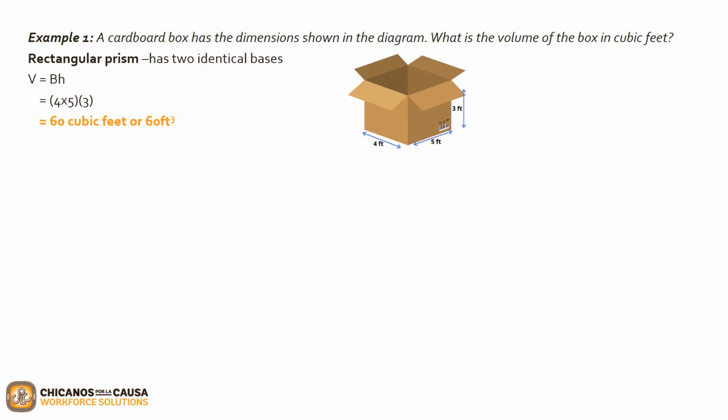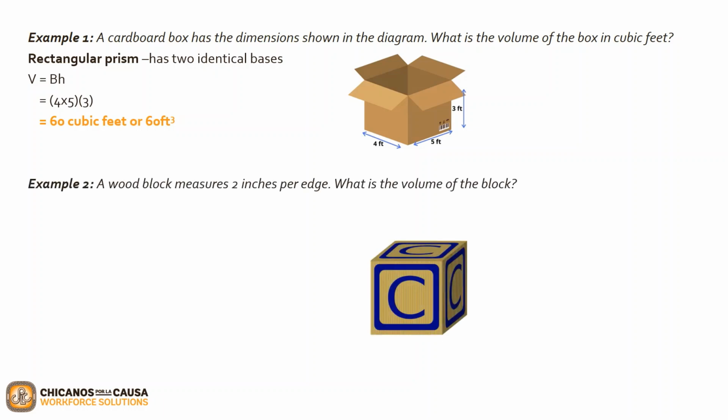So let's look at another example. A wood block measures 2 inches per edge. What is the volume of the block? So for this instance, this is not a rectangular prism. So let's identify what kind of three-dimensional object this one is.